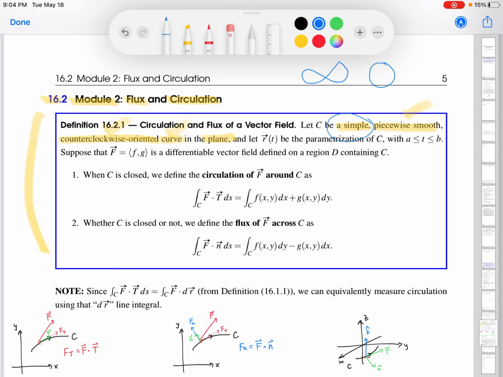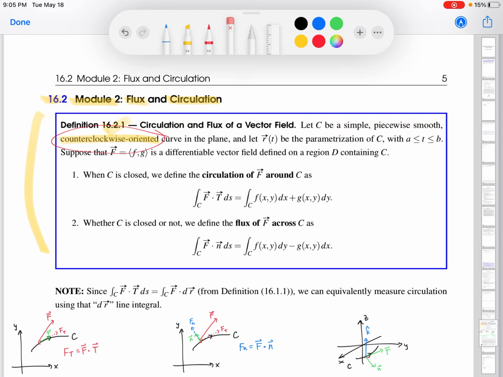So other than that, we are looking in this definition for C to be piecewise smooth. So it could look like this, it could be smooth in pieces. That's fine as long as it doesn't self-intersect. And then we want it to be counterclockwise oriented. So with all of these curves, we would be going in this direction as we sweep out the curve. So that's basically what the curve C looks like.